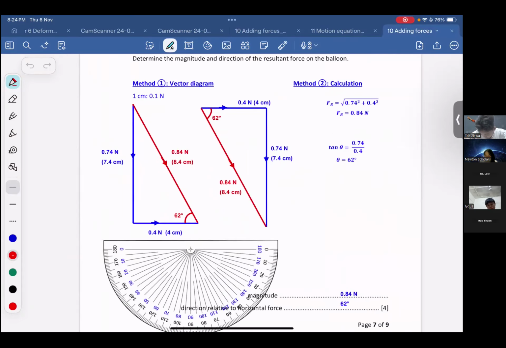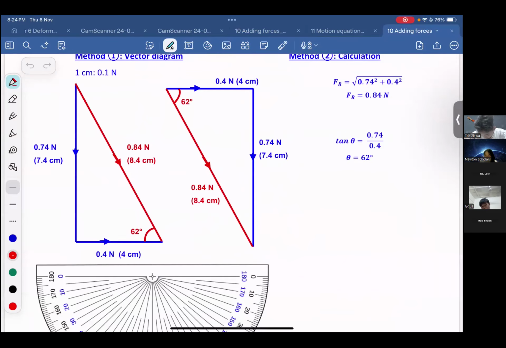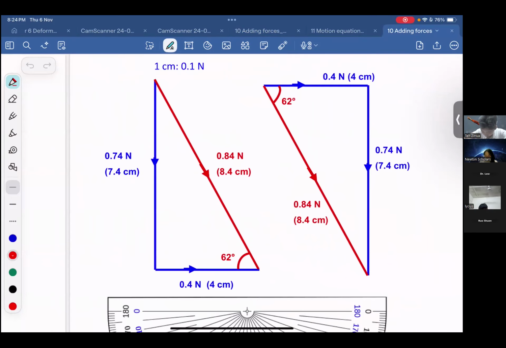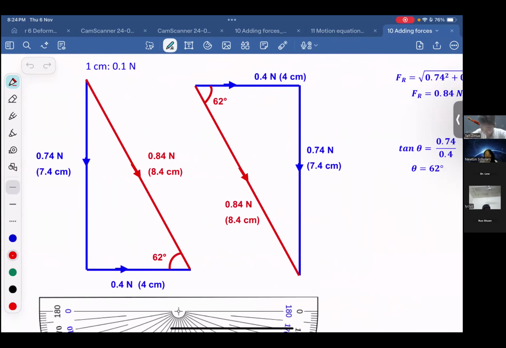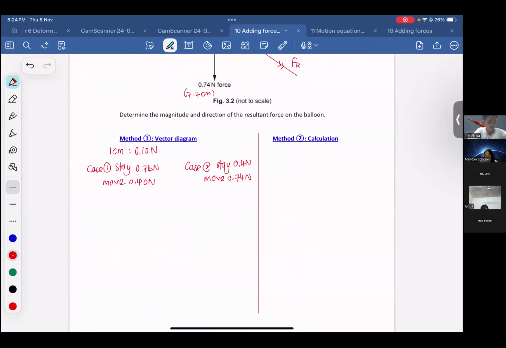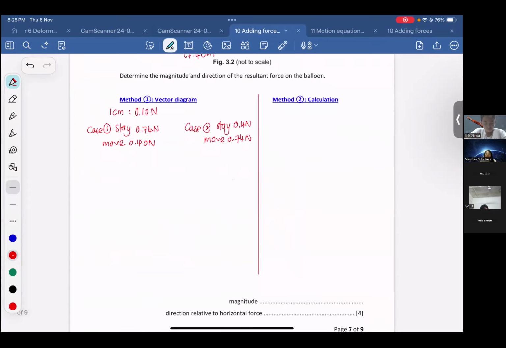Those who have no idea, you can roughly have a look, but don't always copy. So remain at 0.74 Newton, then continue 0.4 Newton. For 0.74 Newton, you draw 7.4 cm. Then for 0.4, you draw 4 cm. And then you tell me what your resultant force is.